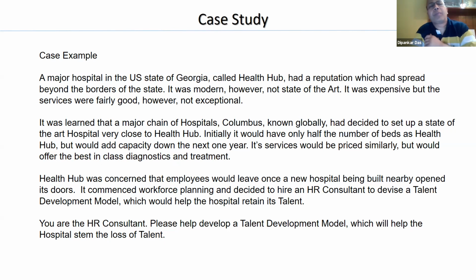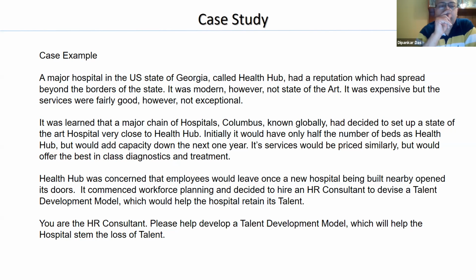It was learned that a major chain of hospitals, Columbus, known globally, had decided to set up a state of the art hospital very close to the Health Hub. Initially, it would have only half the number of beds as Health Hub, but would add capacity over the next 1 year. Its services would be priced similarly, but would offer the best in class diagnostics and treatment.